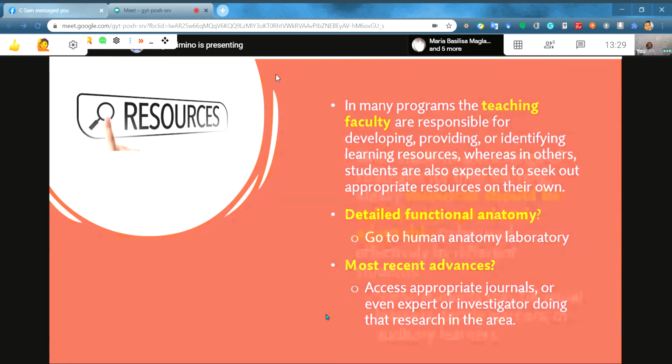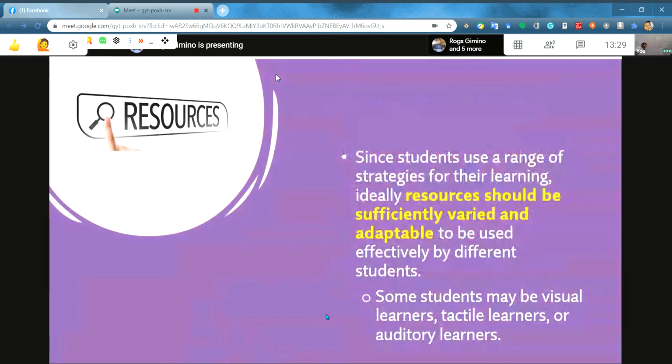And since students use a range of strategies for their learning, ideally resources should be sufficient and varied, adaptable to be used effectively by different students. So some students may be visual learners, tactile learners, or auditory learners.